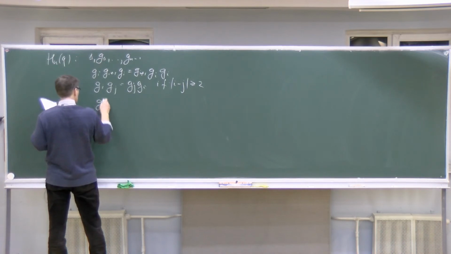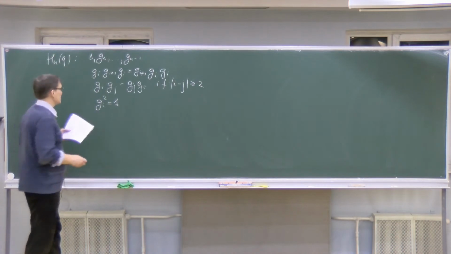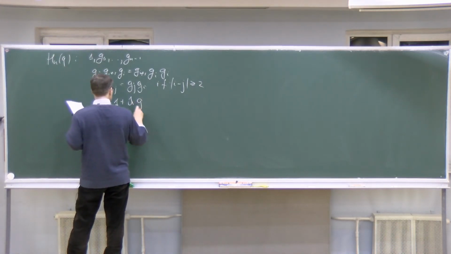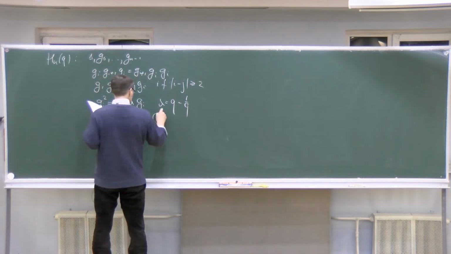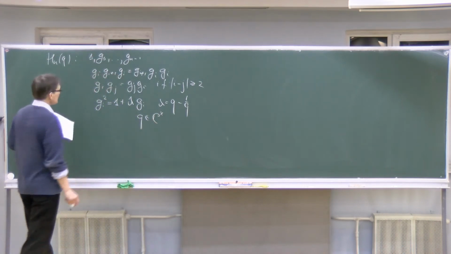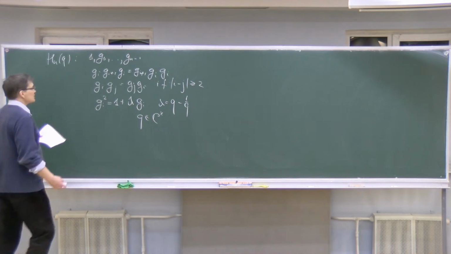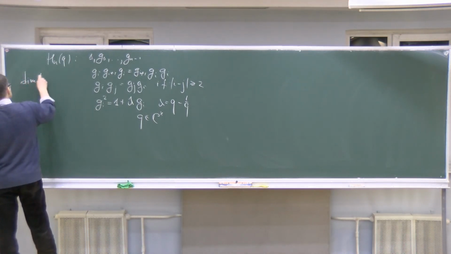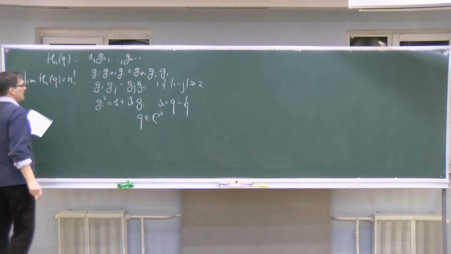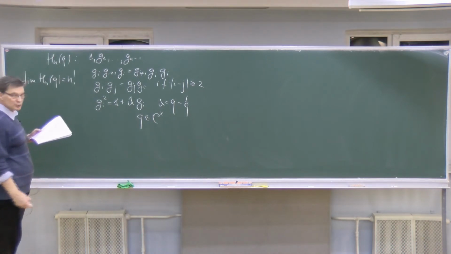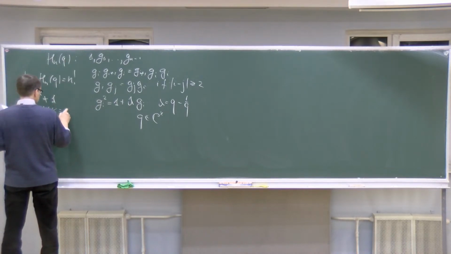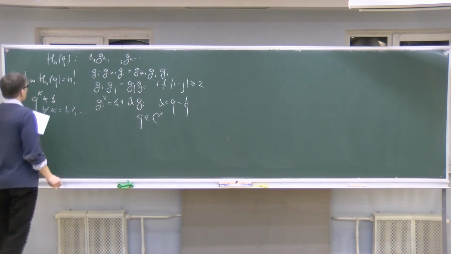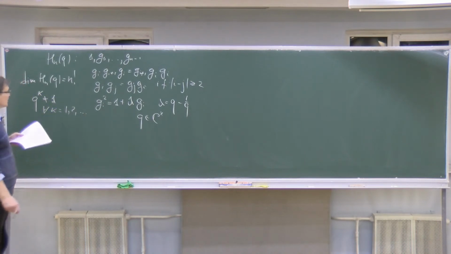For any generator, its square is a linear combination of the unit and the generator, where lambda is q minus 1 over q. So q is a parameter, a non-zero complex number. This is a definition, and it turns out that this algebra is finite dimensional, and if the parameter q is not a root of unity, that is q to the kth power is not equal to 1 for any k equal to 1, 2, and so on, this is a semi-simple algebra which is isomorphic to the group algebra of the symmetric group.